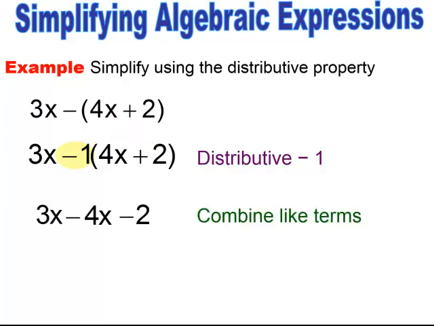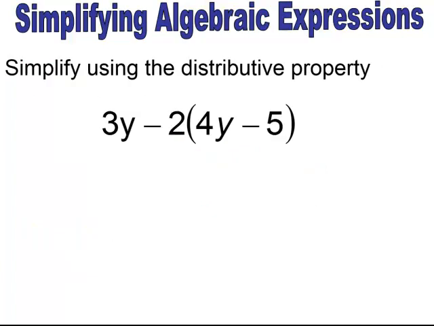And now I can combine the like terms, which is that 3x minus 4x, and that will give me a negative x. Don't put the coefficient of 1 because we don't see negative 1 or positive 1 in front of x. And then I'm going to bring down the minus 2. Pause and try.